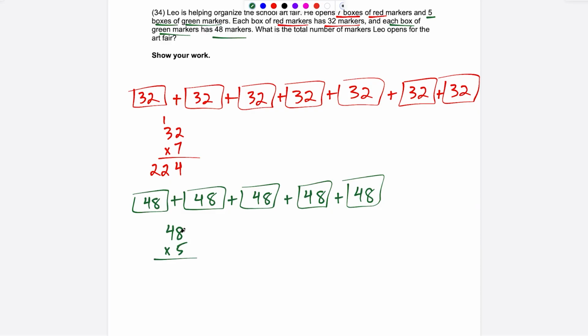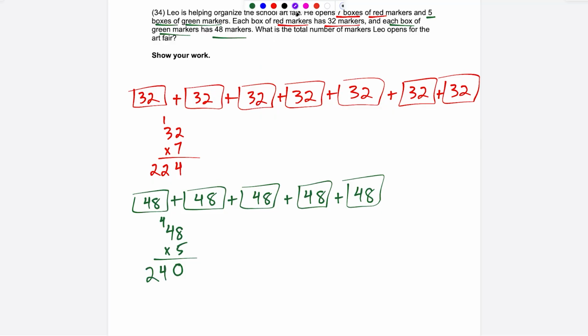And now we do 5 times 8 is 40. So we write our 0 and we carry the 4 from 40. And now we move to the next multiplication here. We're doing 5 times 4 is 20. 20 plus 4 is 24. So this tells us there are 240 green markers.